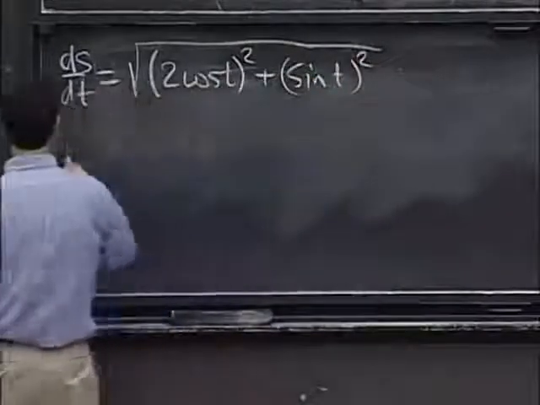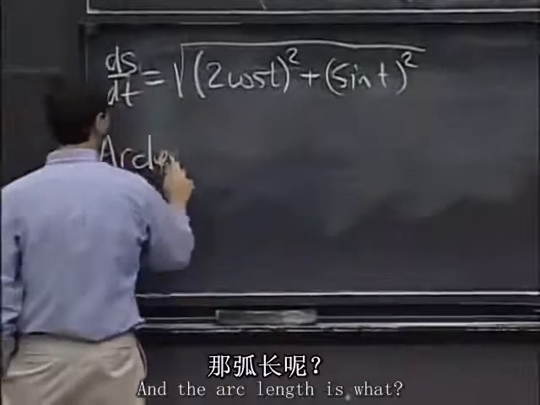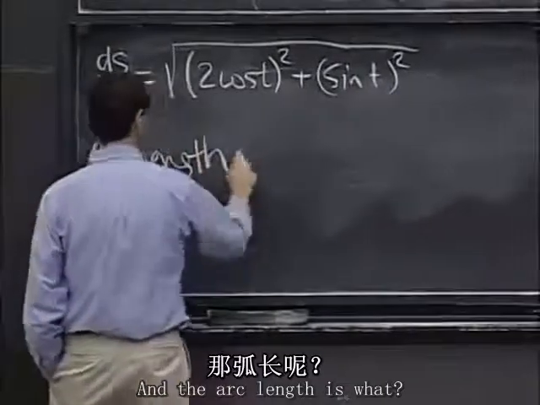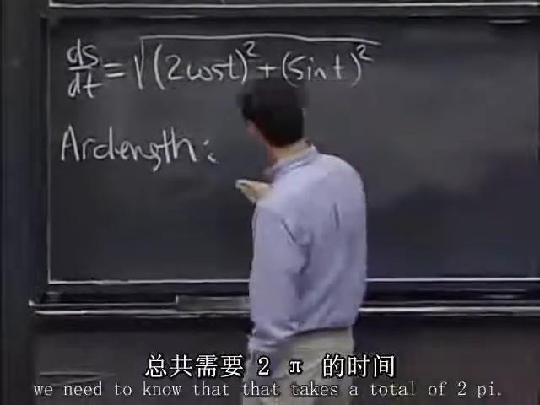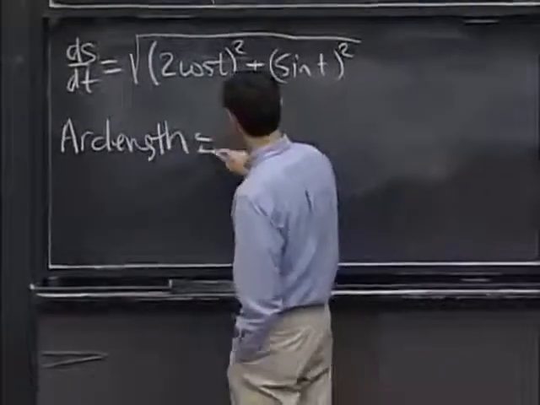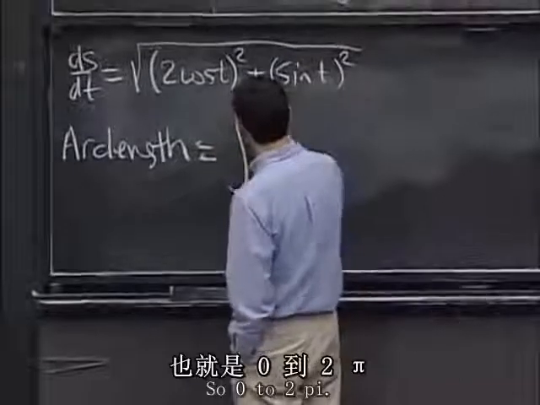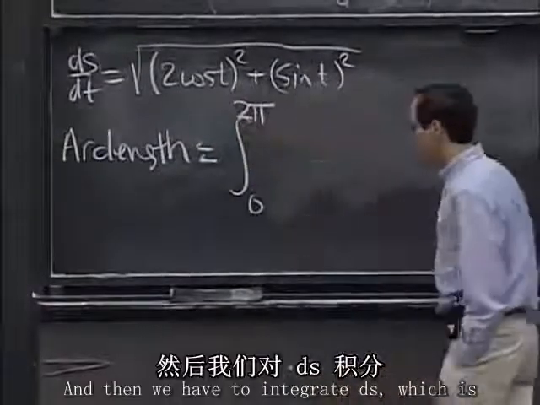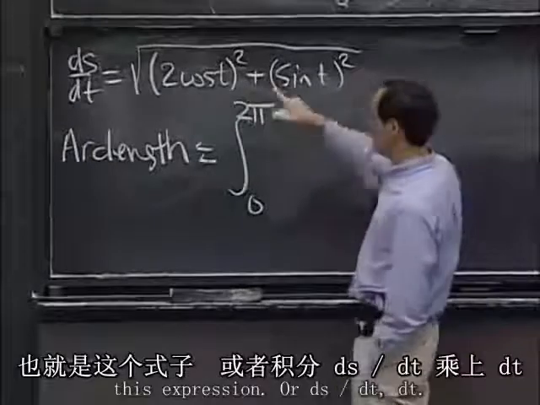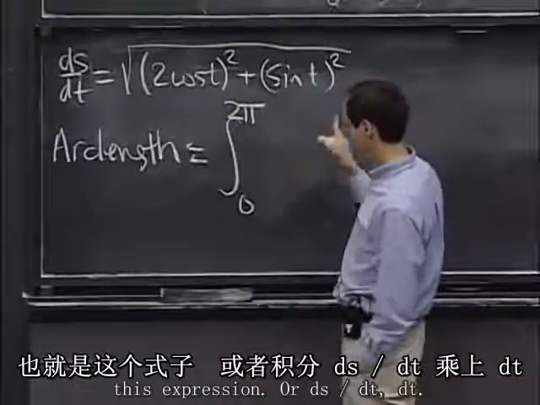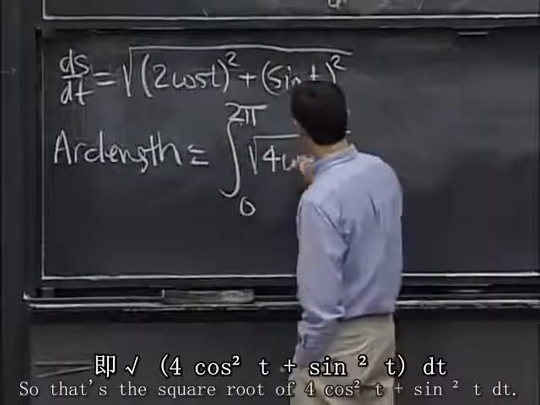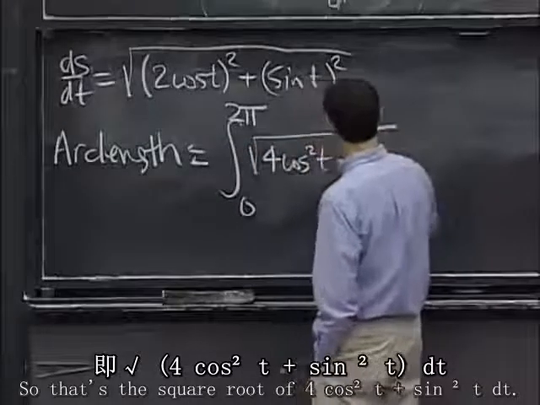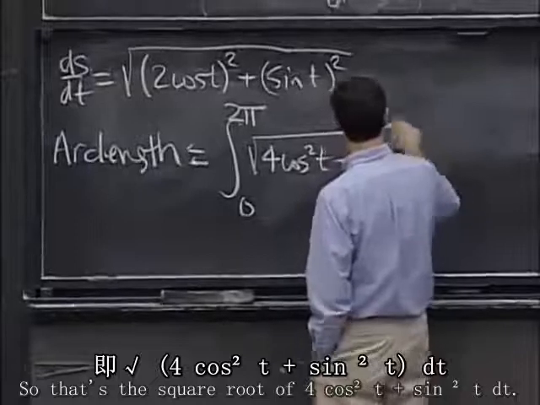All right, and the arc length is what? Well, if we want to go all the way around, we need to know that that takes a total of 2 pi. So 0 to 2 pi. And then we have to integrate ds, which is this expression, or ds dt. So that's the square root of 4 cosine squared t plus sine squared t dt.